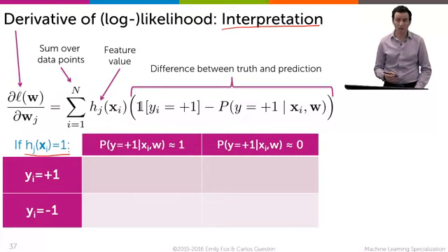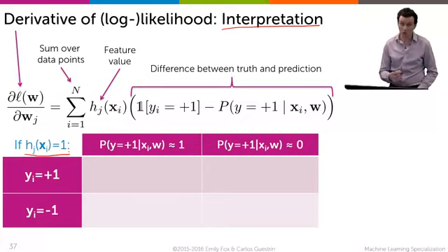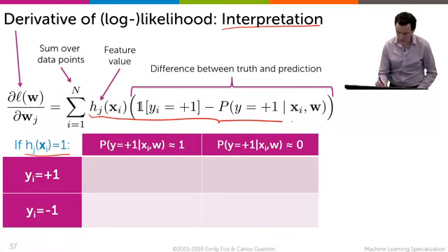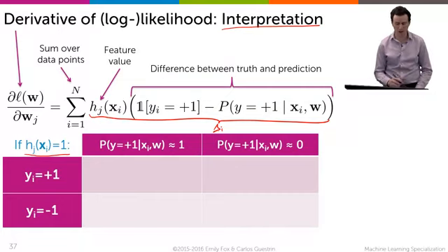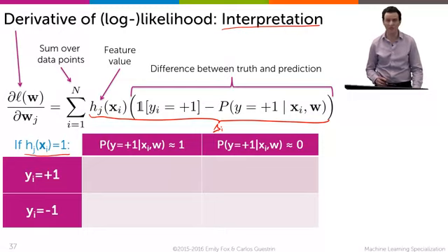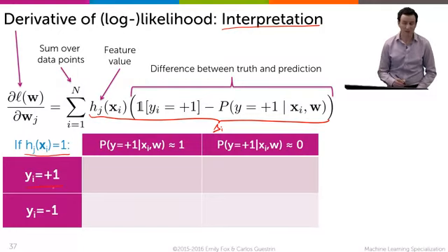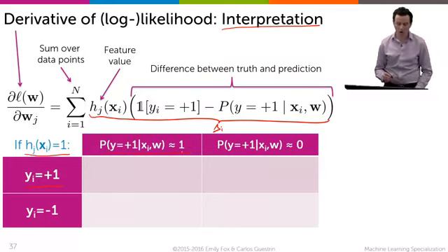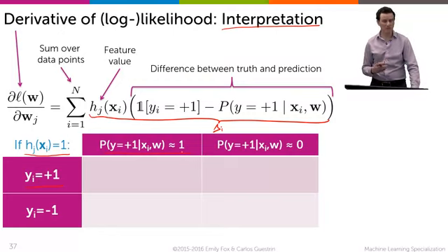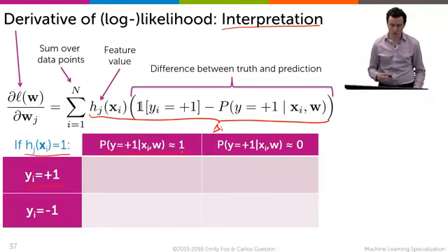So what is the contribution that this data point has on the total derivative? If you call this contribution here delta I, and I chose hj of xi to be 1 because then we don't have to worry too much about feature value. We can just focus on that difference. Let's interpret that difference. So let's first look at the case where yi is positive. It's a positive training example. And our model is pretty sure that it's a positive training example. So it says the probability that y equals plus 1 is approximately equal to 1.